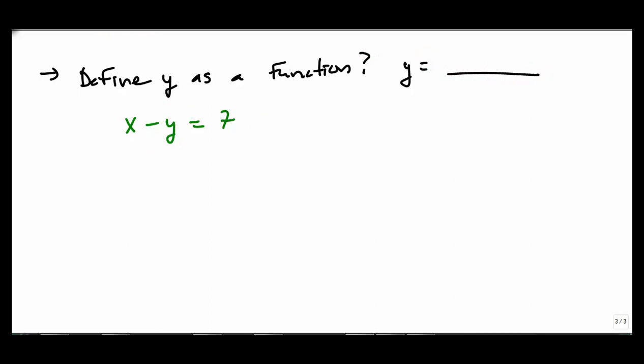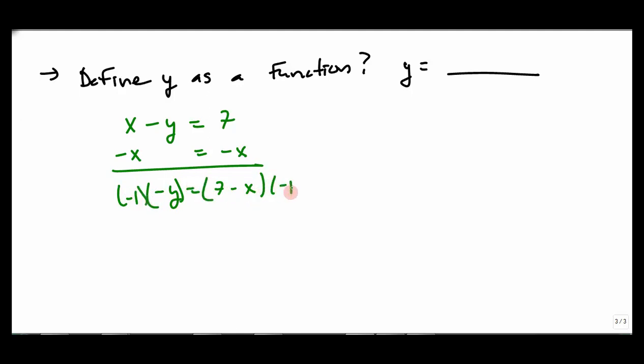Well, we can see for this example, I could subtract x from both sides. I have -y equals 7 minus x. And then I could multiply through by -1. Whatever you do to one side, you do to the other. So here I'd get y equal -7 plus x. So yes, y can be defined as a function of only things involving x. And up here, this should say define y as a function of x. So this should say of x up here.